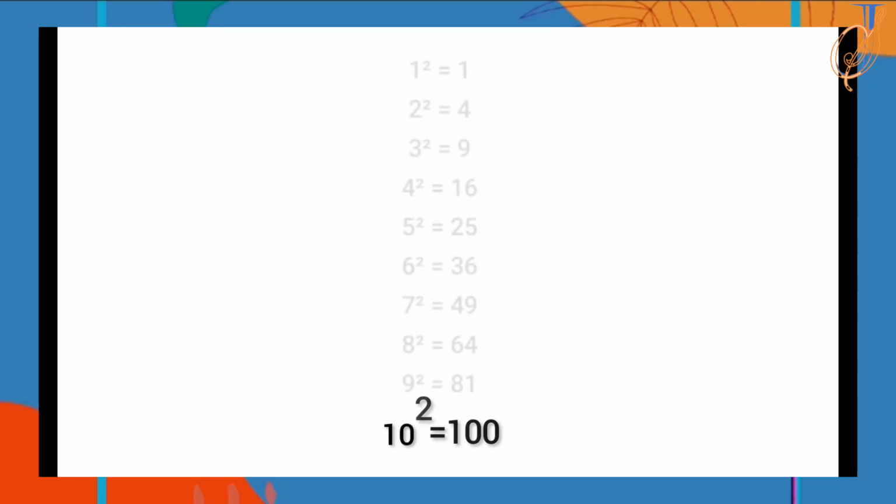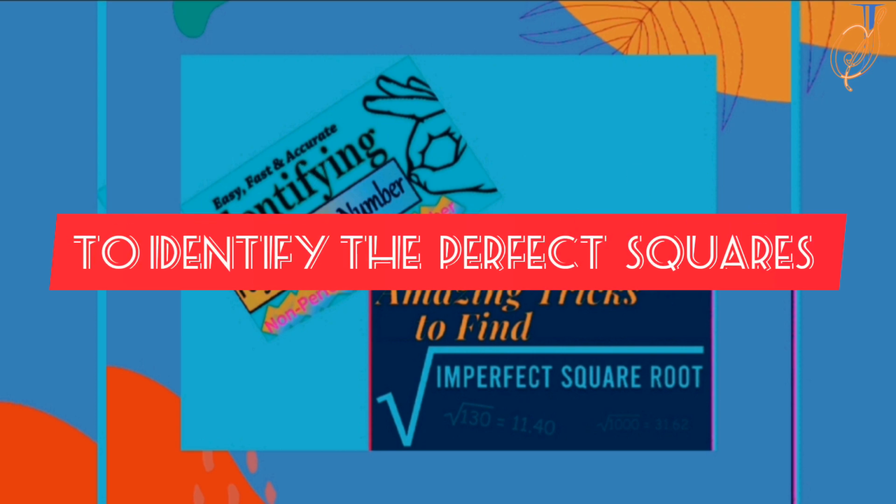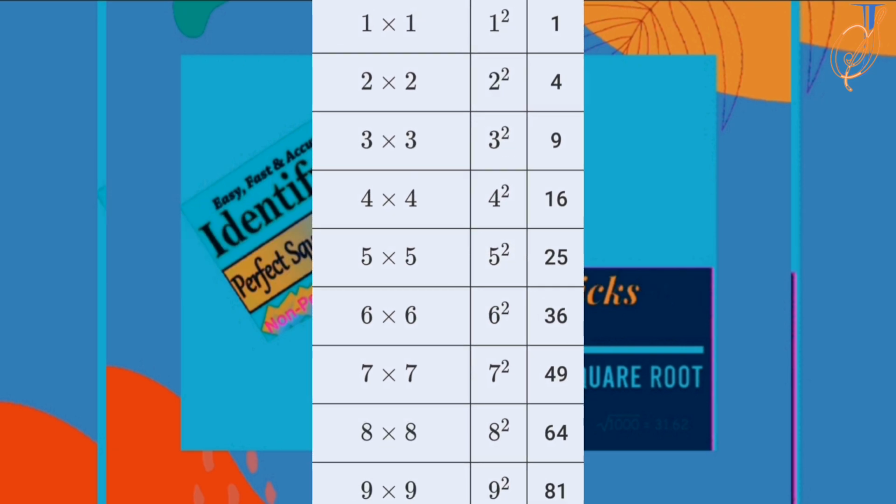Keep in mind the squares such as 1 square equal to 1, 2 square equal to 4, 3 square equal to 9, 4 square equal to 16, 5 square equal to 25, 6 square equal to 36, 7 square equal to 49, 8 square equal to 64, 9 square equal to 81, 10 square equal to 100. To identify the perfect squares, we mostly have to pay attention to the last digit of the number.